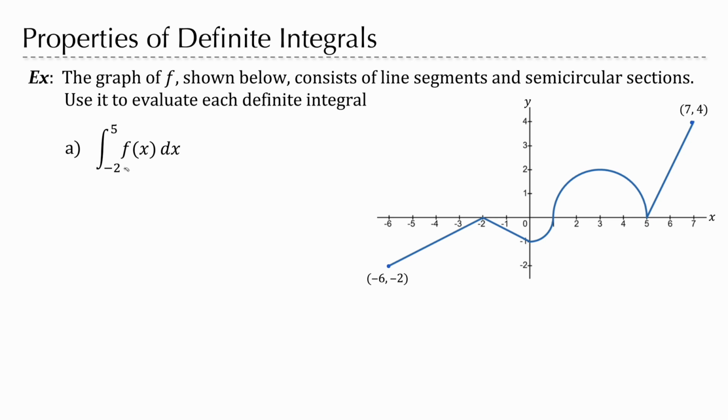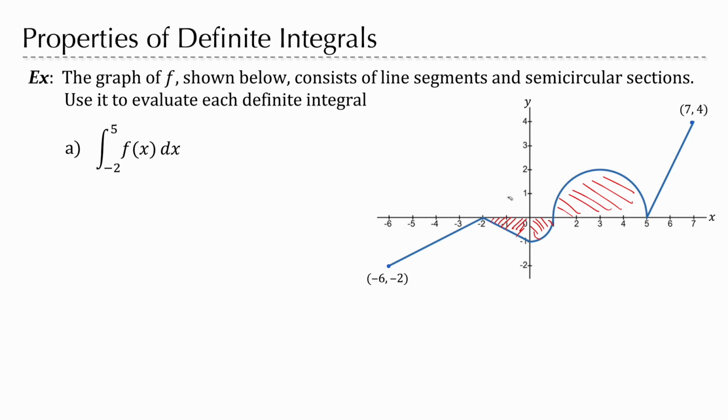So in our first example, we're going from -2 to 5, which means we begin here at -2 and we calculate the area under this curve all the way until we finally reach 5. Now when we do that, we see 3 different shapes. Beginning at -2 up to 0, this is a triangle. From 0 to 1, we have what looks like a quarter of a circle, and then from 1 to 5, we have a semicircle.